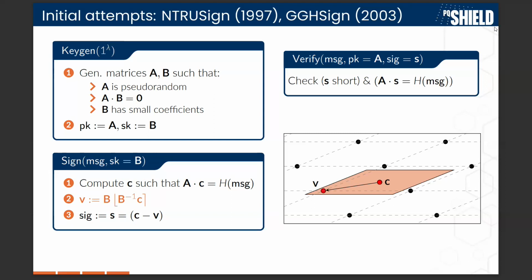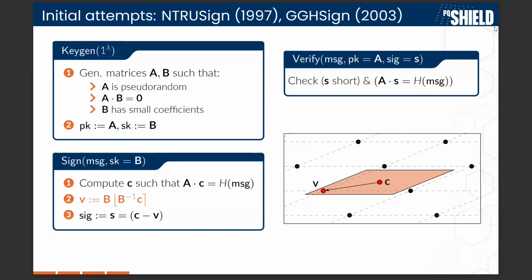And so we correct it by subtracting an appropriate lattice vector V, which has the form B times some integer coefficients, which are given by B inverse C. And then the difference between C and V is the actual signature. So it looks something like this. This C is an initial solution, and then V is a nearby lattice vector, and the difference vector is the signature.